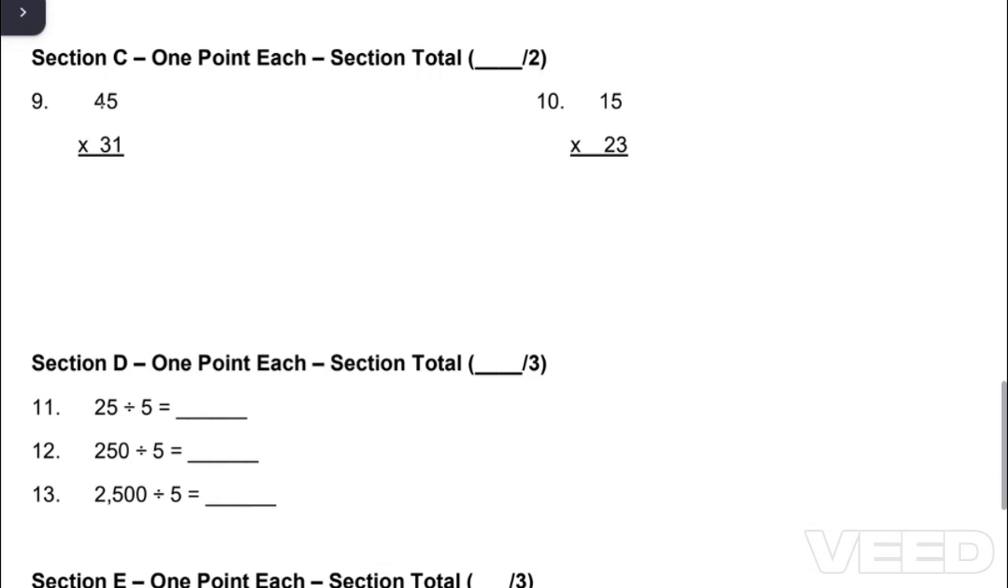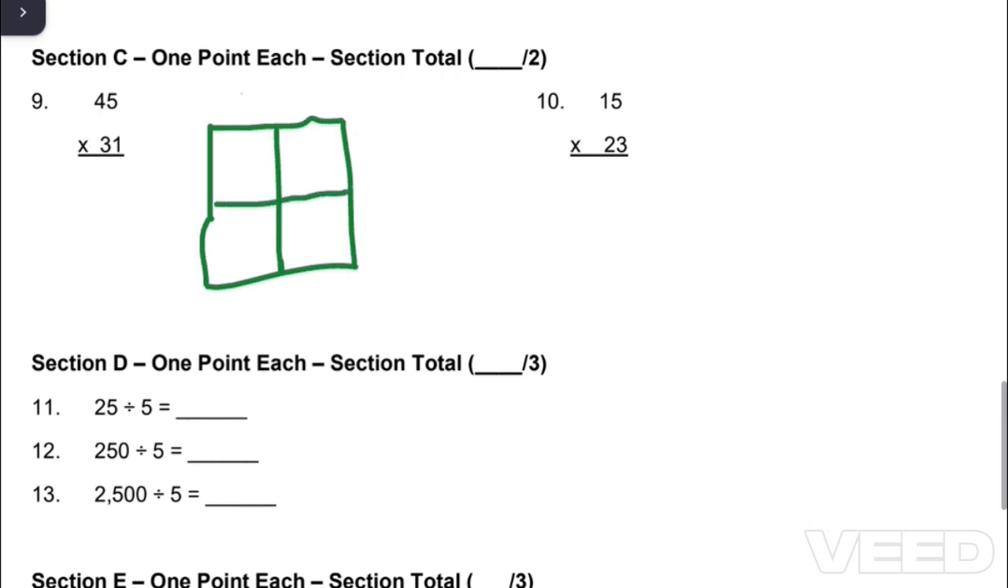Now notice this is a two digit. 45 has two digits, 4 and 5. And 31 also has two digits, 3 and 1. So what we are going to do is draw our 2 by 2 square, and we're going to put a plus sign in it, so there's 4 squares total.